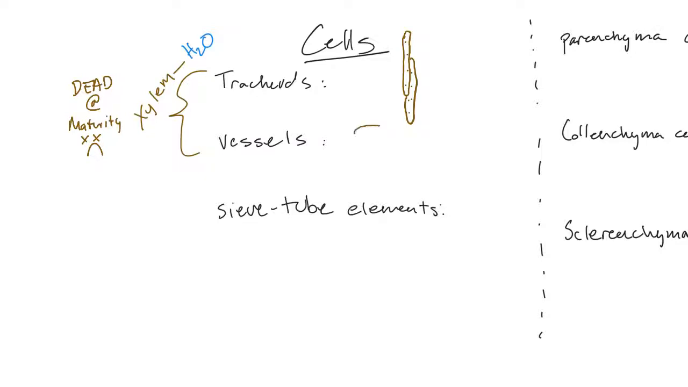Okay, vessels are similar. They're a little wider, and they have this plate on top, which connects it to the next vessel. But also, dead at maturity, they functionally need to be a sealed environment, so it doesn't have any holes in it. Or at least with its surrounding cells, so it can create a continuous flow of water.